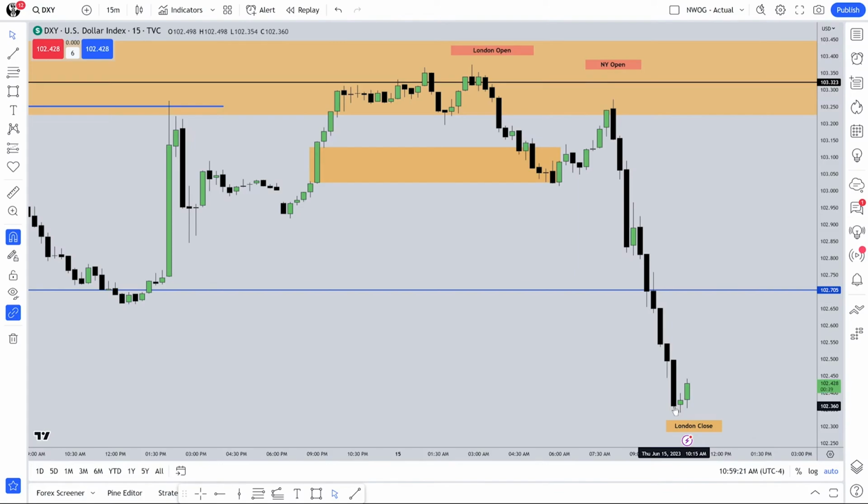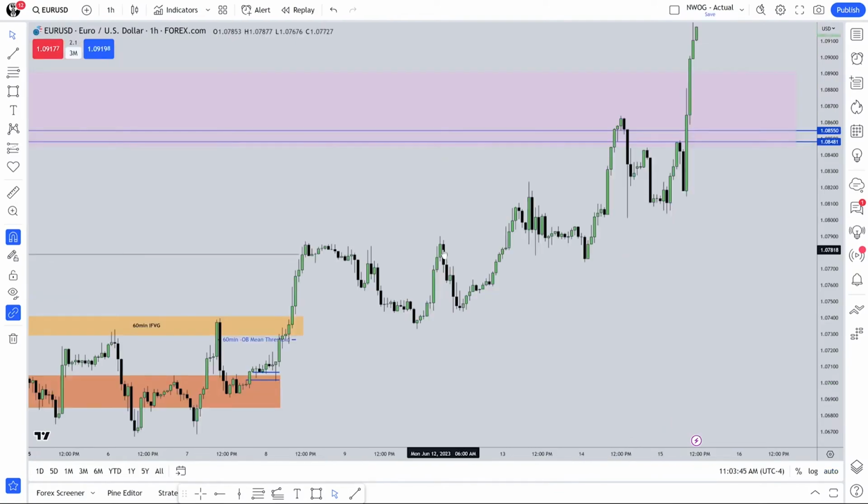London close generally makes the extreme end of the day. So if we see the high of the day form in London, the low of the day forms generally in this little time window here between 10 o'clock and noon. What is this high right here? Last up close candle, what is that?